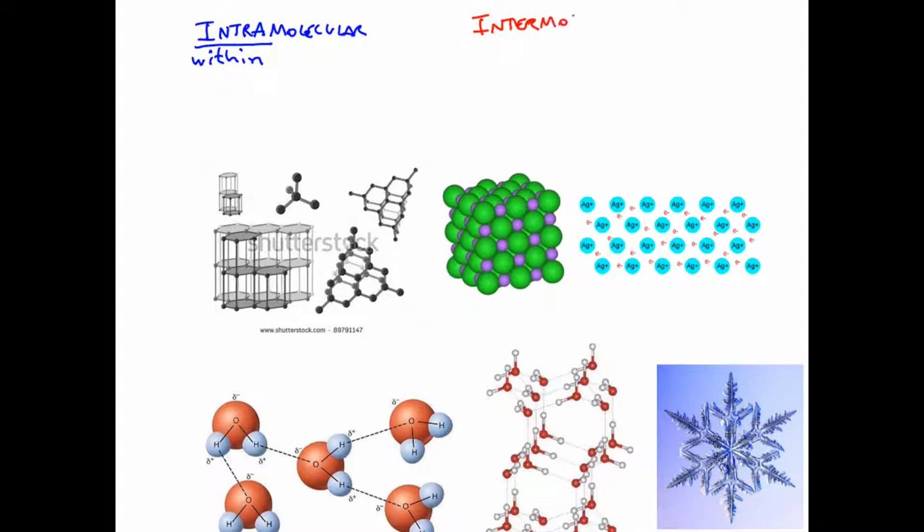So intermolecular means between the molecules. And this is the focus of what we're talking about in this chapter, between the molecules. But in order to understand the between, you actually first have to understand the within. So let's contrast that here.